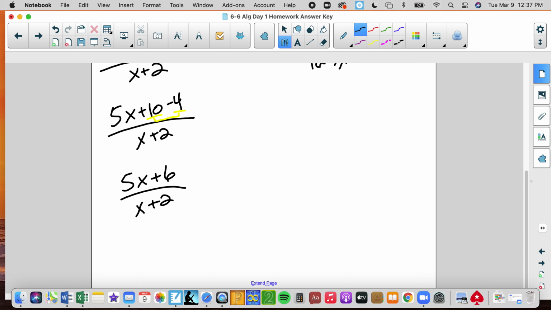I look at the numerator. I can't factor that. There's no common factor. That's not factorable. It's not the difference of squares. So that would be my answer.